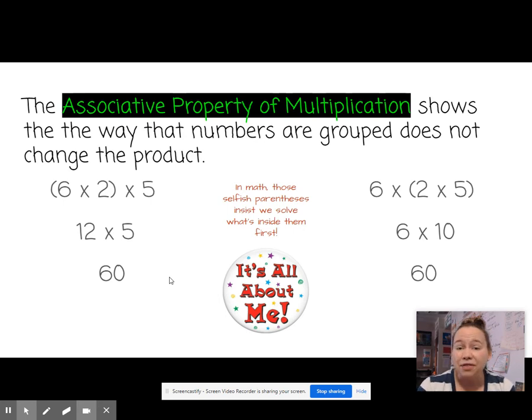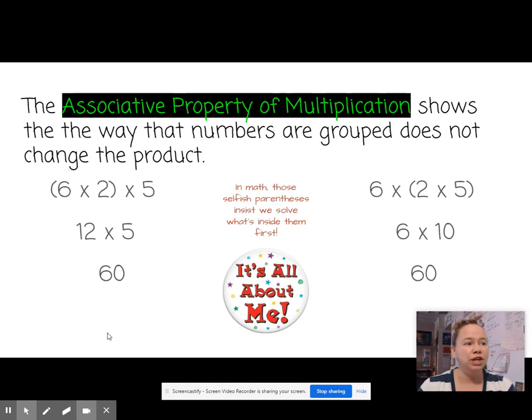Okay? In math, when we put parentheses around something, those parentheses are selfish parentheses, and they say, me, me, me. So when those parentheses show up, they're yelling at you, me, me, me, and you do what's inside those parentheses first. That's what parentheses mean in math. So those selfish parentheses insist we do them first.